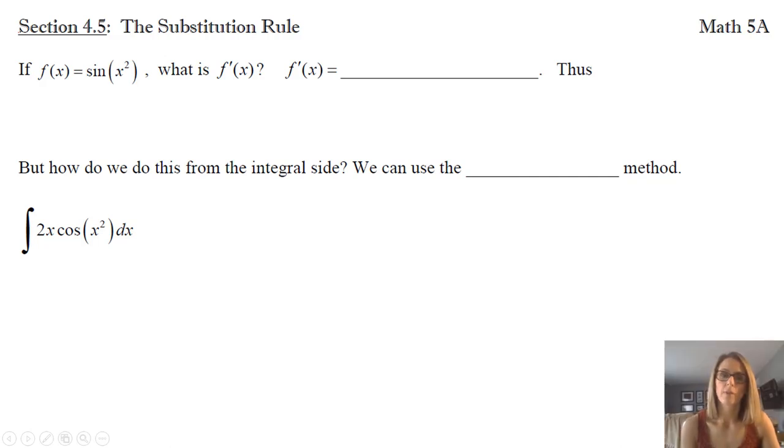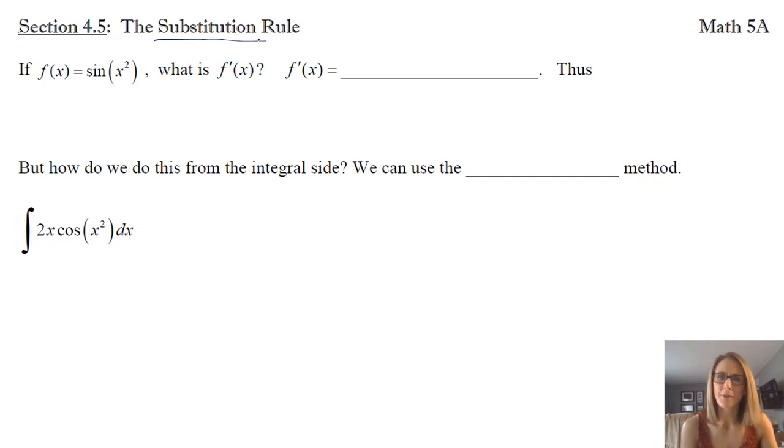So section 4.5 is called the substitution rule, and this is a method that allows us to take integrals of certain functions that we wouldn't have been able to with only using the rules. So over time, and especially in 5B, you'll learn more rules as well in order to take antiderivatives and integrate. But this is one of the first ones.